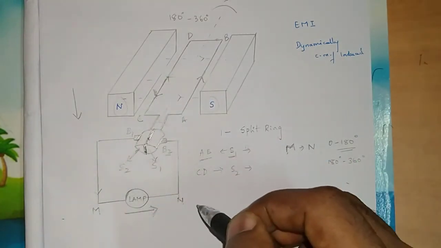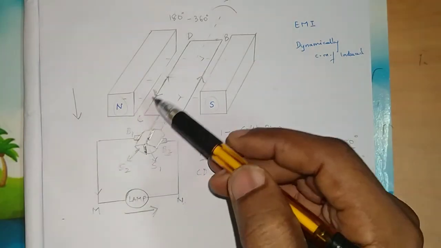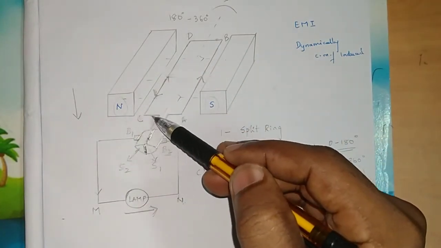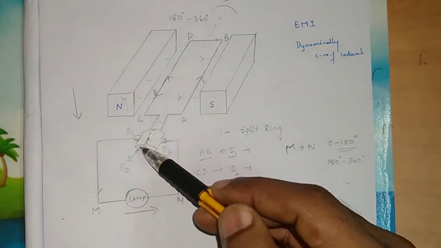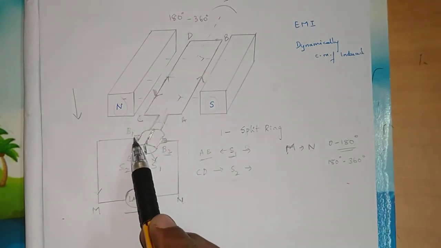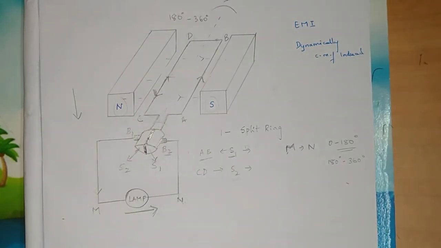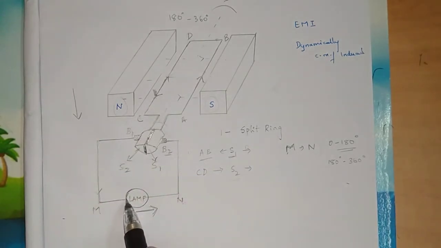Now we will find out the direction in the output side. What will be the current direction, whether it will be M to N or N to M. From D to C the current direction will flow. From here it will reach segment S2. Why? Because CD conductor is connected to segment S2. When it reaches here, your brush B1 is placed on the segment S2. So the current will flow from brush B1 and it will reach M. From M to lamp terminal, from lamp to N. So it means the current direction will remain same, that is M to N.